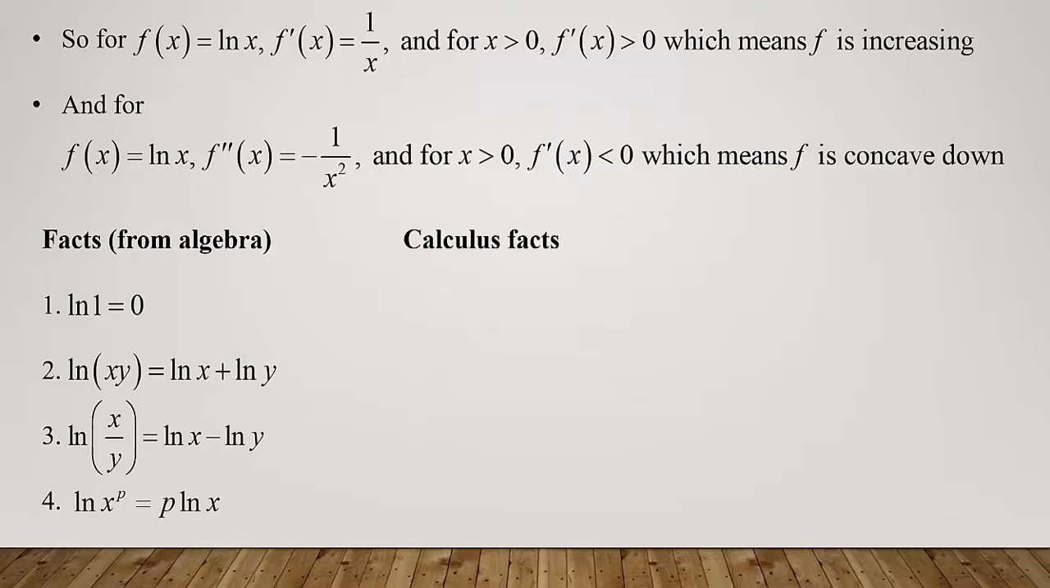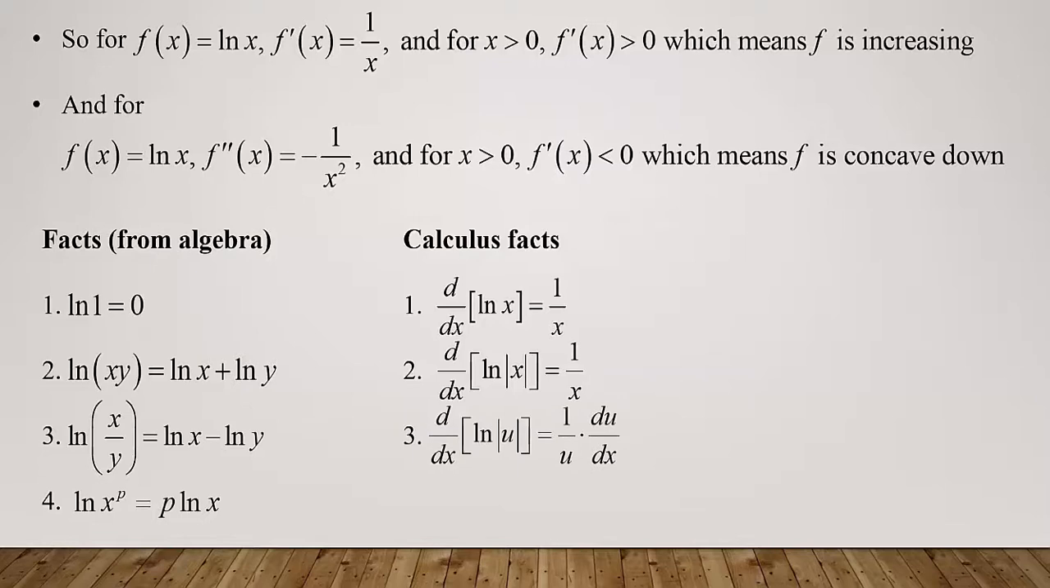Now here are some calculus facts. Well, we know the first one, the derivative of natural log x is 1 over x. The derivative of natural log absolute value of x is 1 over x. The derivative of natural log absolute value of u is 1 over u times du dx. It's the chain rule. And then the fourth fact is something we get for free.